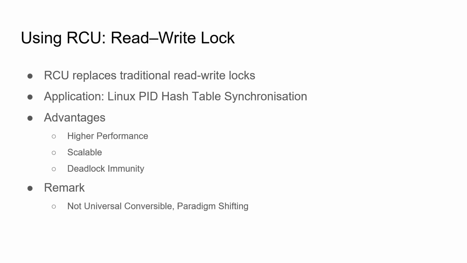Using RCU instead of a traditional read-write lock is an efficient approach since it has a lower overhead and allows multiple reads, and it can also prevent deadlock. Linux PID hash table synchronization uses this approach. However, because of the paradigm shift in the code, it is not universally convertible.